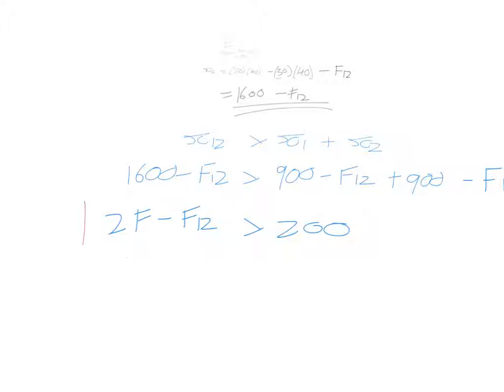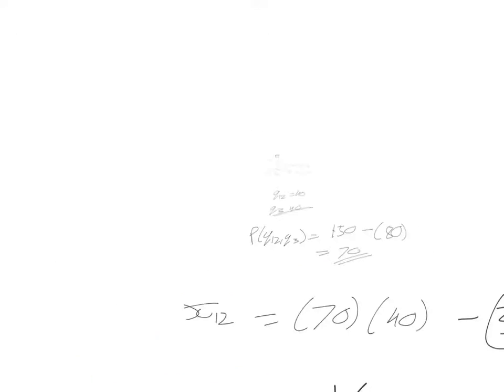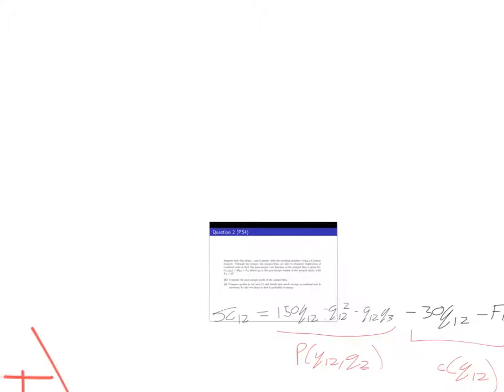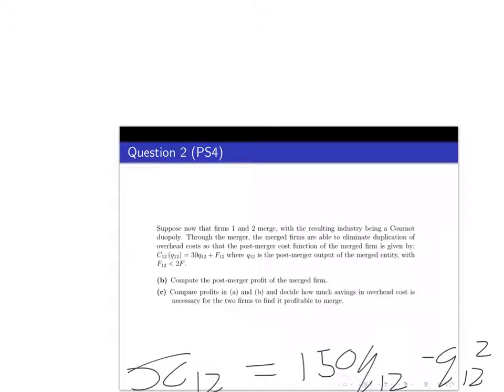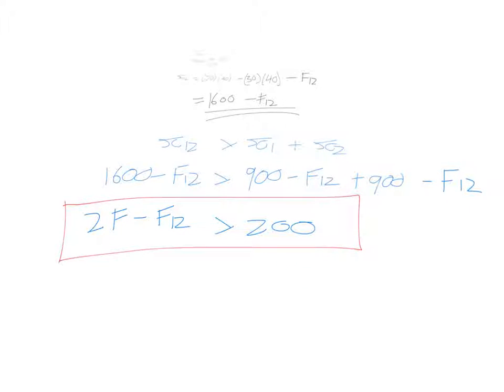So it's saying that the savings in the fixed cost, the difference between the two firms, has to be bigger than 200 in order for the merger to be profitable. Otherwise they wouldn't do it. Cool. So that's this question. Any questions before I jump to the next one?